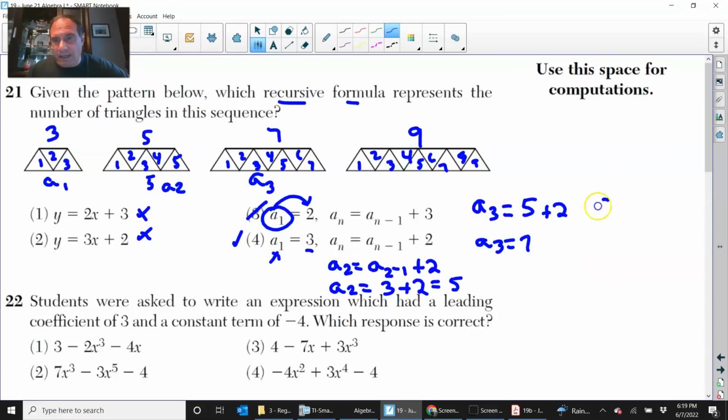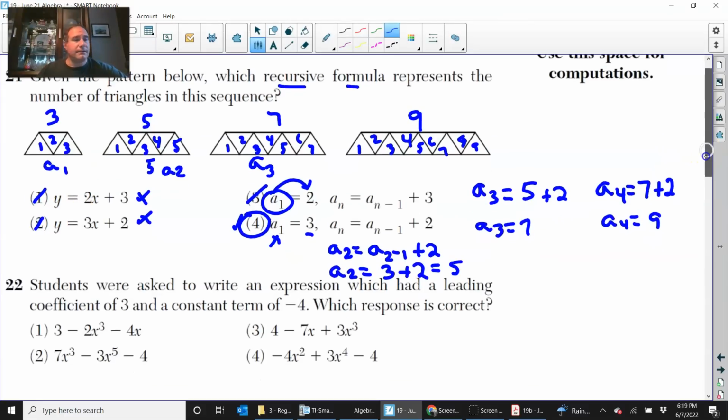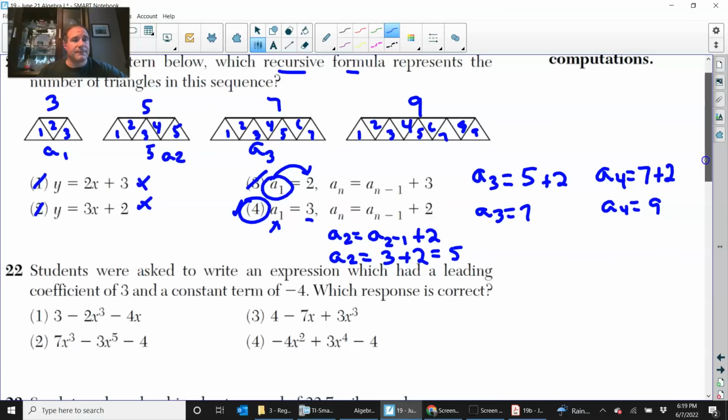Then we're going to go to a sub 4. A sub 4 is equal to a sub 4 minus 1, which is a sub 3. A sub 3 is 7 plus 2, which is 9. A sub 4 is 9. This is the one that works. This is the one that is the answer. Right? So I kind of canceled out these right off the bat. And that's it.